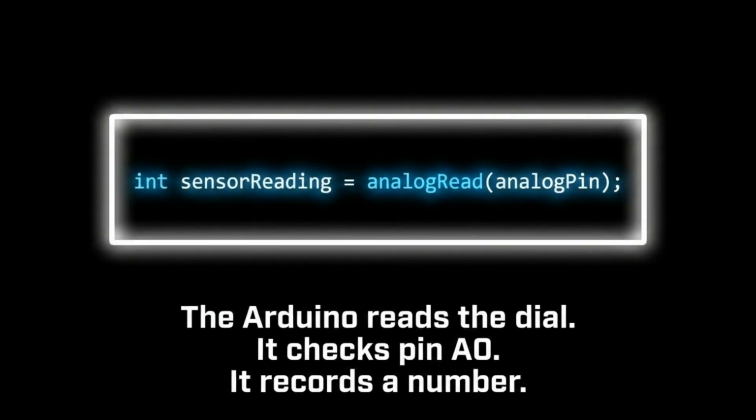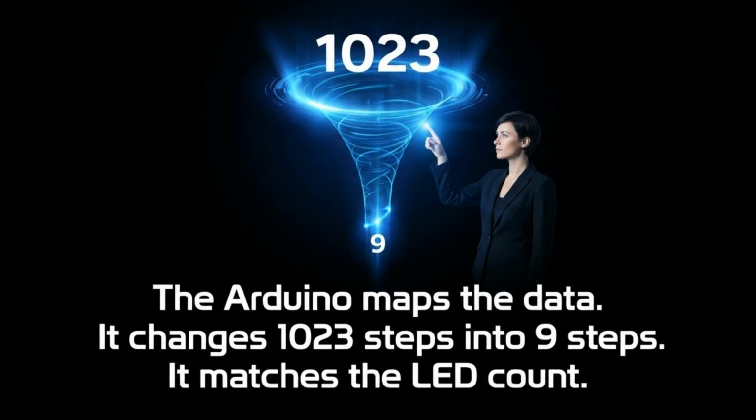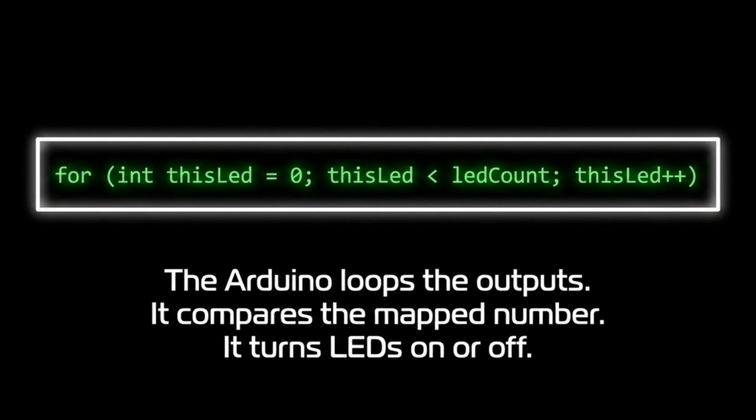The Arduino reads the dial by using analog read on pin A0. This records the analog voltage level as a number between 0 and 1023. The Arduino maps this data. It converts the 1024 steps of the analog reading into 9 steps, matching the count of your LEDs for the bar graph. The Arduino loops through the outputs, comparing the mapped number to each LED's position. This loop determines which LEDs should be turned on or off.